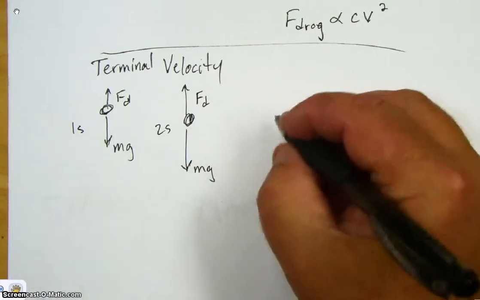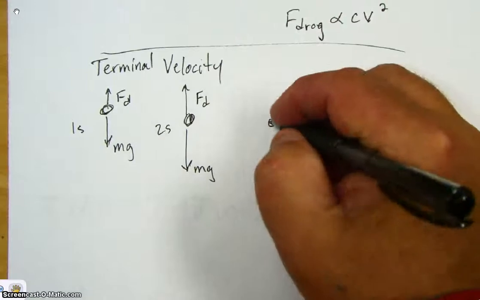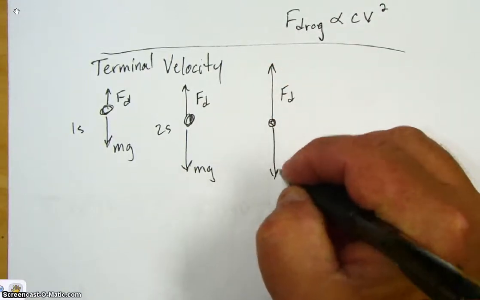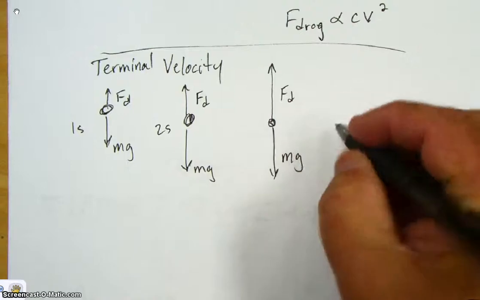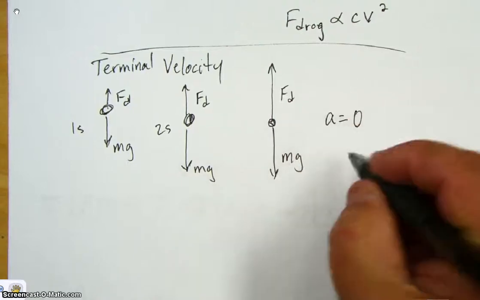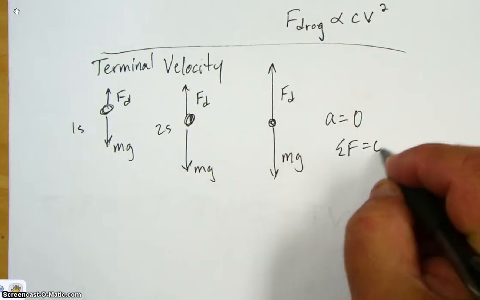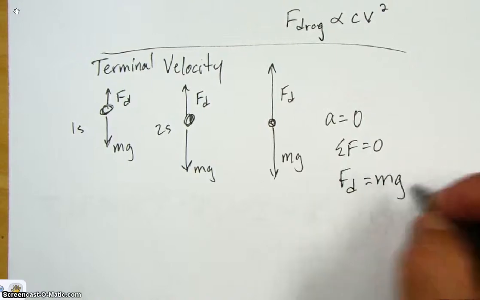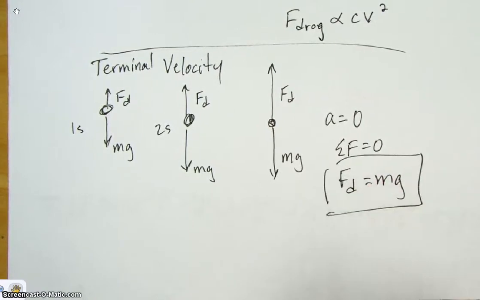At some point in time, FD is equal to mg. At that point in time, the a is equal to 0, the sum of the forces equals 0, force drag is equal to mg. At that point in time, you have terminal velocity.